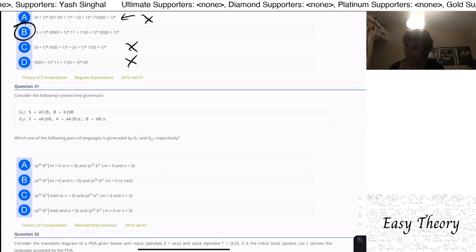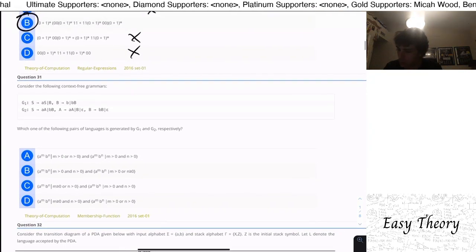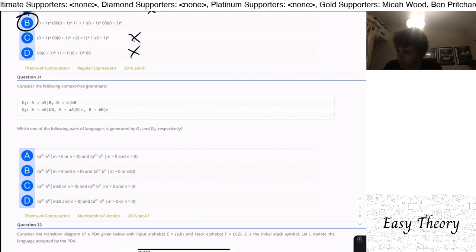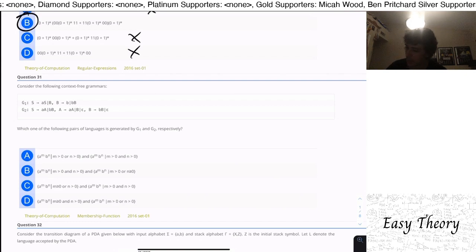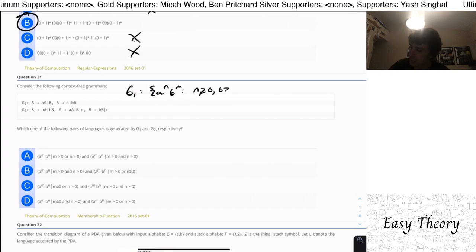Okay, got CFGs here. Which of the following pairs of languages is generated by G1 and G2? So G1 gets A to the N, B to the M, I think, where N is at least 0, M is at least 1. It's going to be a long night.